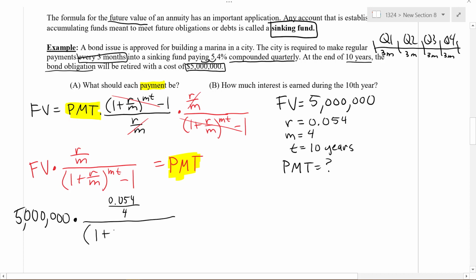And we have 1 plus our R value again, divided by an M value of 4, raised to the power of M times T. So that's 4 times 10 up in that exponent. We're going to come outside of that and subtract 1, and that's going to tell us what that payment is. Okay, so I'm going to pull up Desmos, and we're going to type this in and see what that payment gives us.